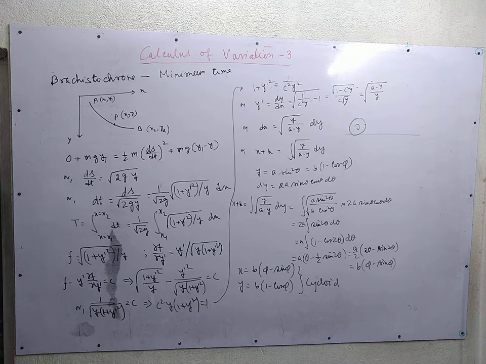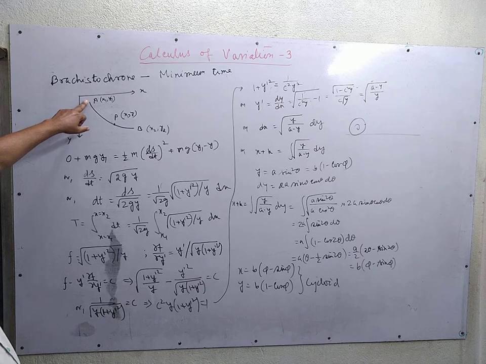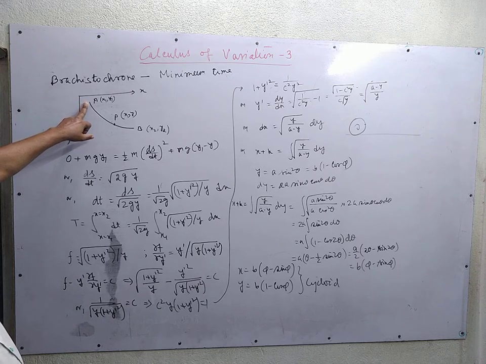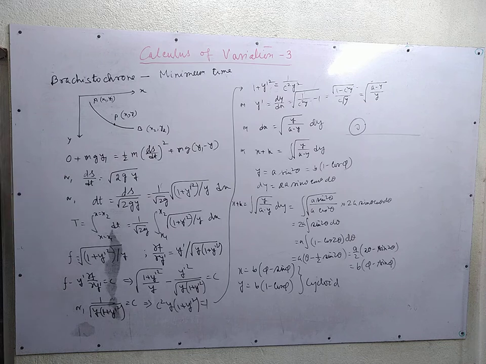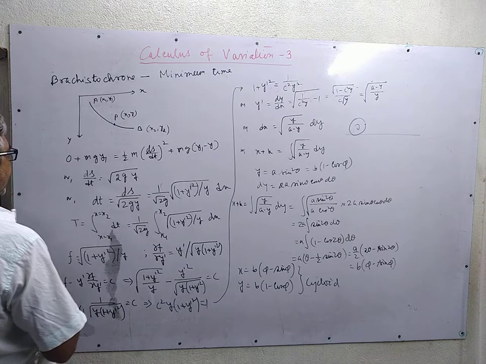So the Brachistochrone problem now reduces to the result that the minimum time taken for the particle to descend under gravity is along a cycloid. There is another related problem, known as the Tautochrone problem.